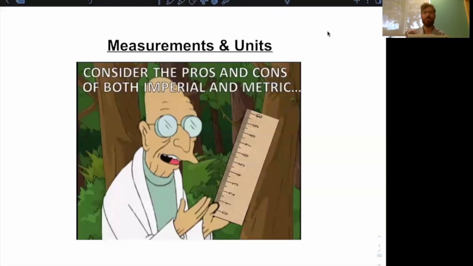Hi everybody, I wanted to try something a little bit different for this video, so here we go. Today, let's talk about measurements and units. We'll also be talking a little bit about vector and scalar at the end of this video as well.